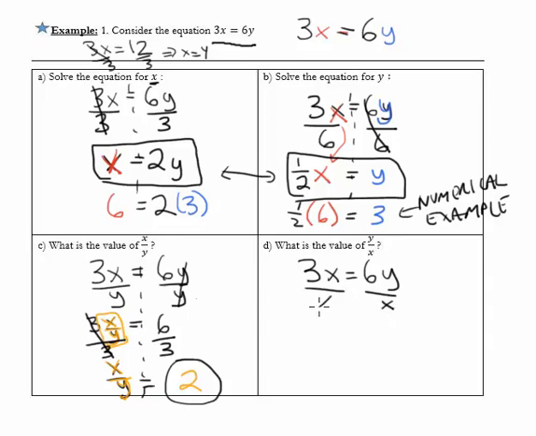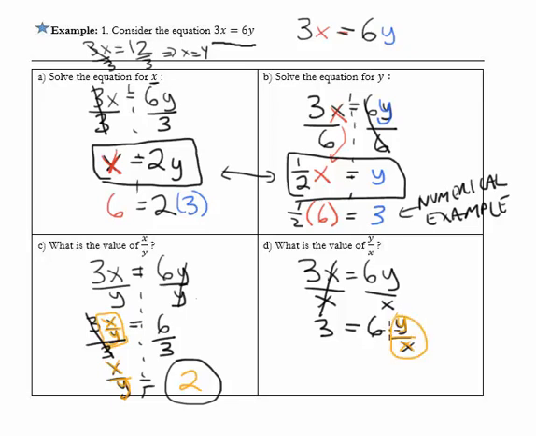That's right. Let's divide by x. In this case, our x's cancel. I'm left with 3 equals 6 times y over x, right? But remember, y over x, I want to view this as just one object. This is one thing for me that I want to isolate.